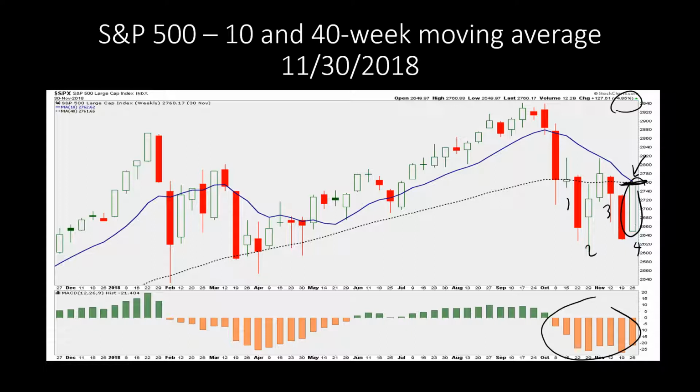So in this chart, for a positive move up, I would like to see price fight to get above its 40-week line, the 10-week moving average turn around and begin to slope up, and the MACD histogram to turn green.